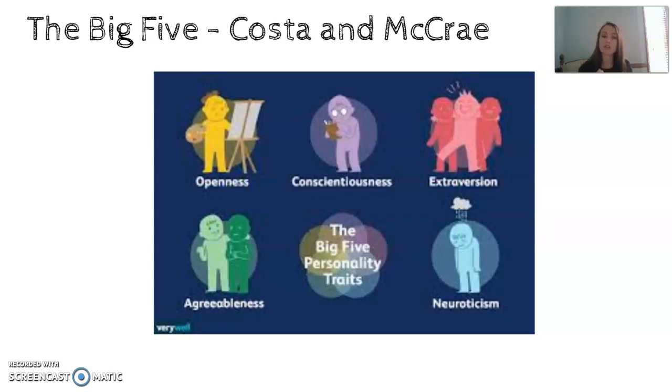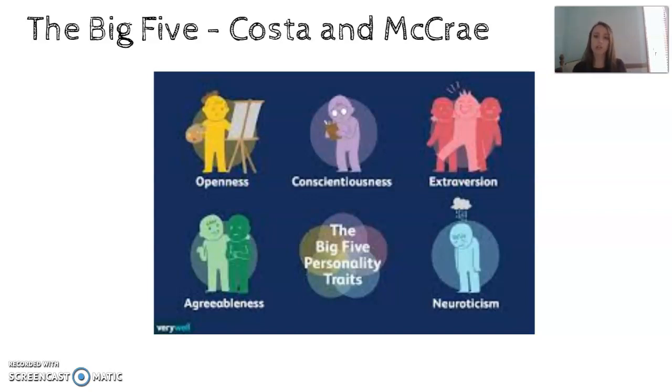Each trait would be on a sliding scale. When you take the test, you find out how open you are. Maybe you're very open to new experiences, or maybe you're not. Your trait would be how open you are to new experiences. Same thing with conscientiousness: are you very conscientious and careful to detail, or not very conscientious, kind of relaxed and not careful to detail?